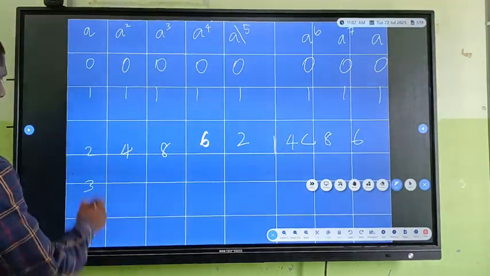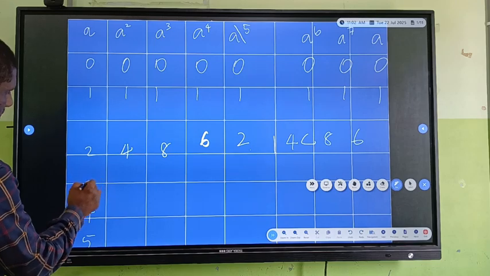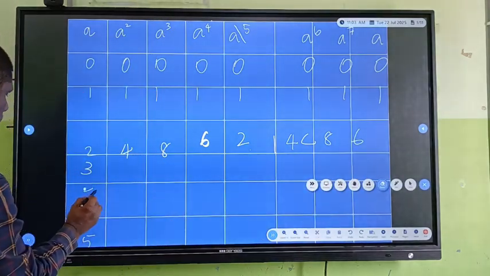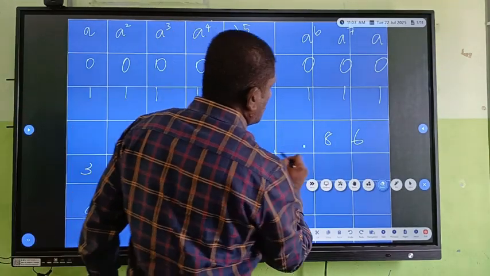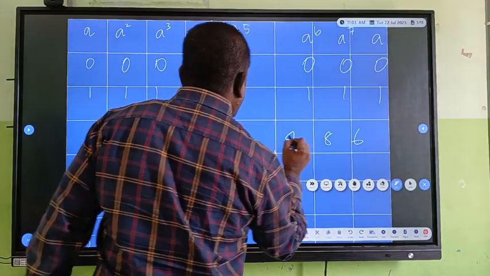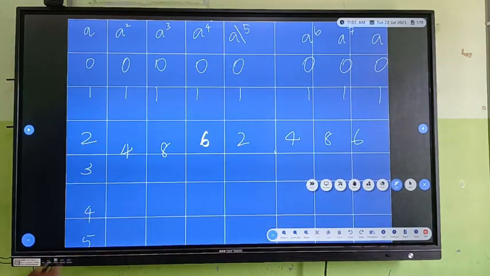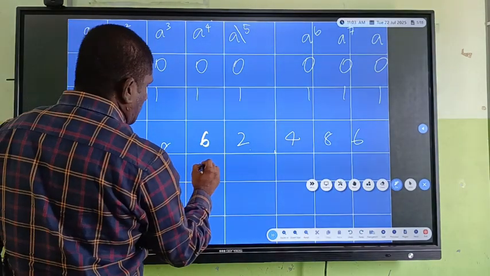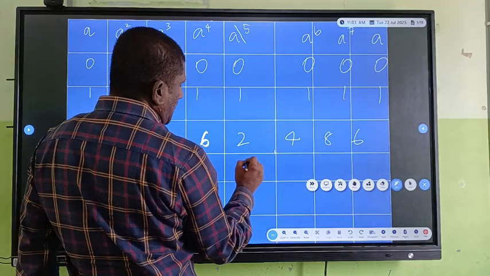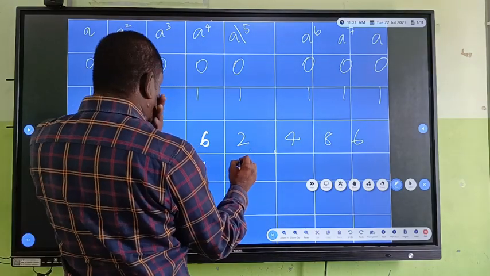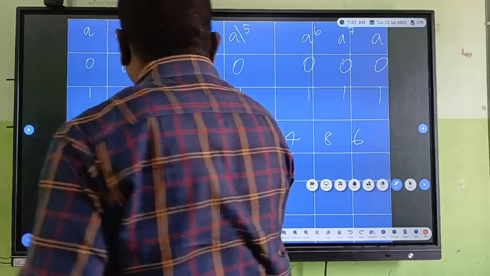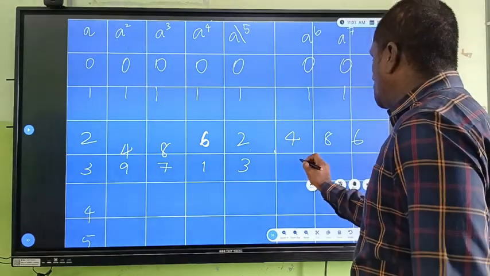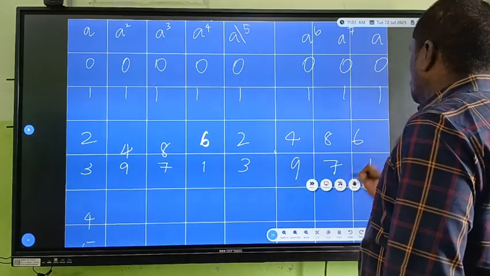Similarly, if I go to number 3, what happens here is: 3 squared is 9, then 9 into 3 is 27, so 7, then 7 into 3 is 21, so 1. The last digit then becomes 3 into 1, which is 3 again. So after 3 multiplications, this has become 3 again. Again this 3 will become 9, 7 and 1.